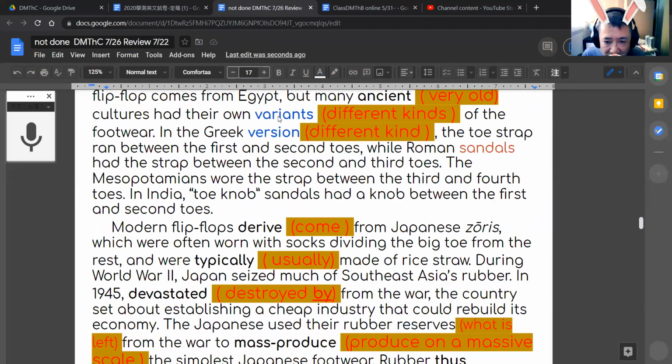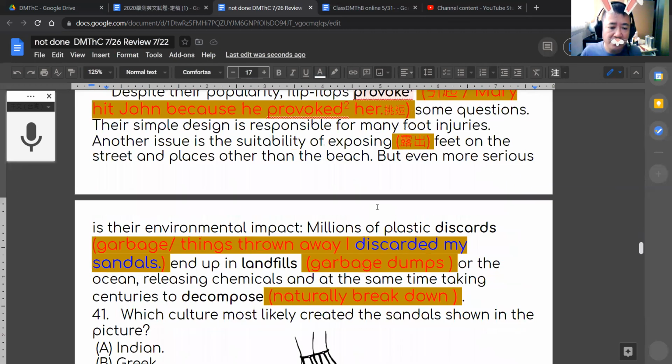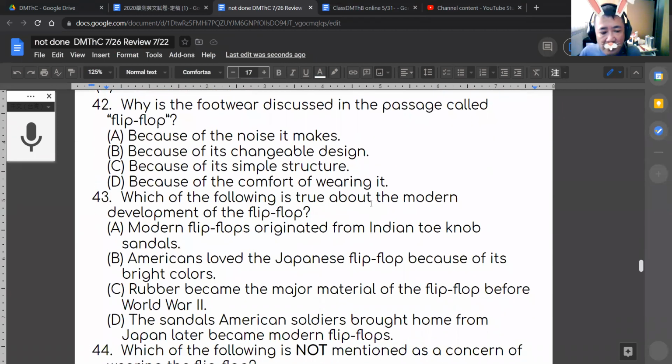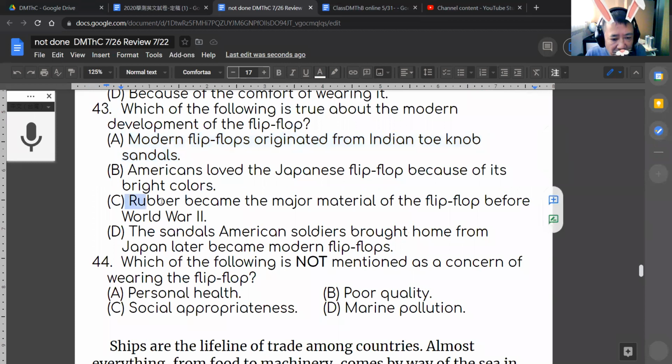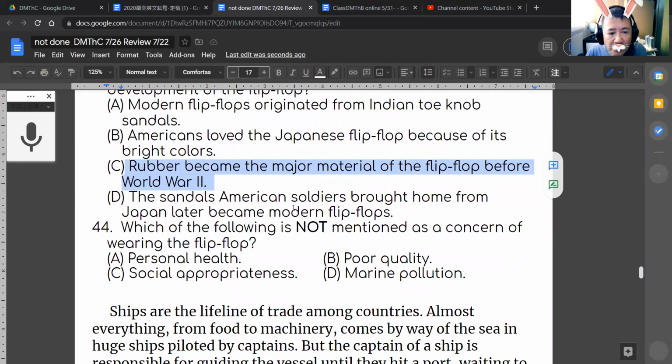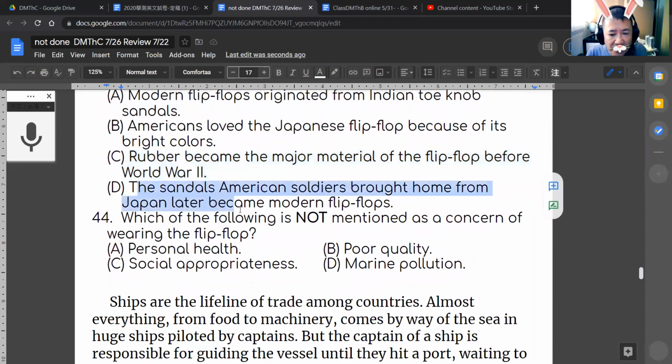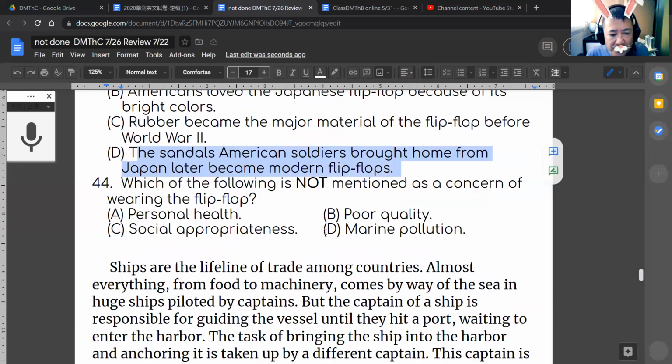You have to know where in the passage the answers are. 43. Which of the following is true about the modern development of the flip-flop? Modern flip-flops originated from Indian toe knob sandals. Americans love the Japanese flip-flop because of its bright colors. Rubber became the major material of the flip-flop before World War II. The sandals American soldiers brought home from Japan later became modern flip-flops.